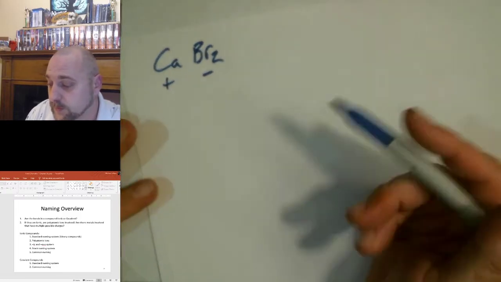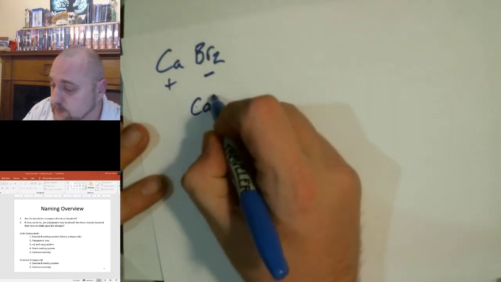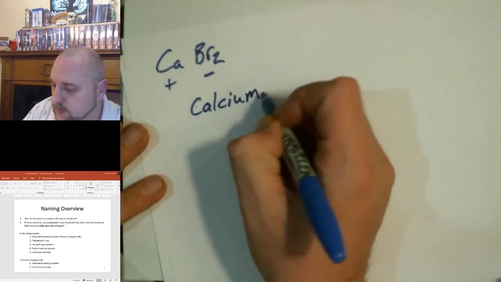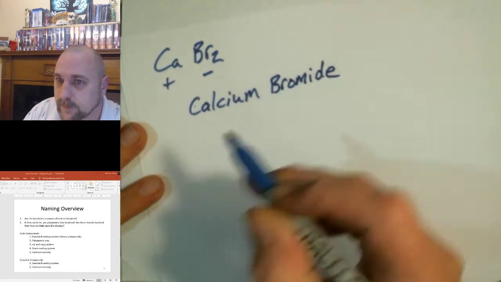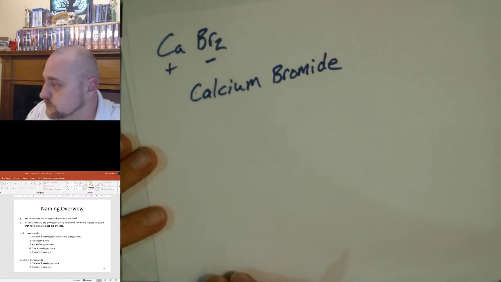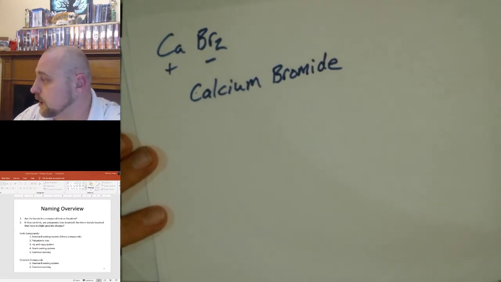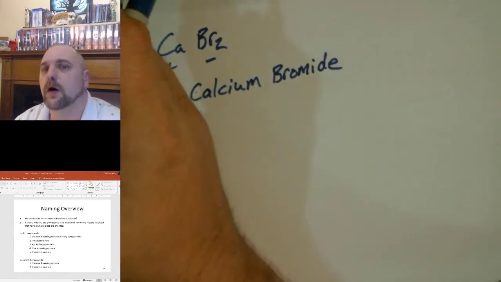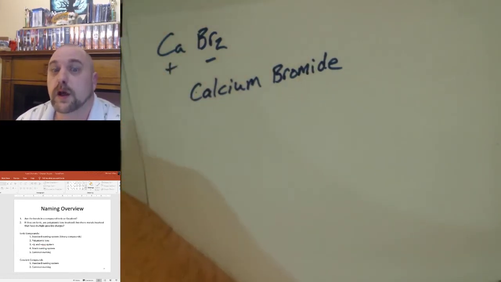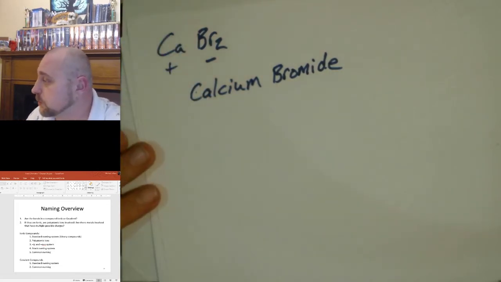There's no polyatomic ions. So calcium comes first. Bromine becomes bromide. And that's straightforward. We don't have to worry about calcium having any other charges than a +2 because it's in group 2. Group 2 is always +2 if it's with something. Group 1, except hydrogen, is always a +1. And aluminum is always a +3 if it's with something.